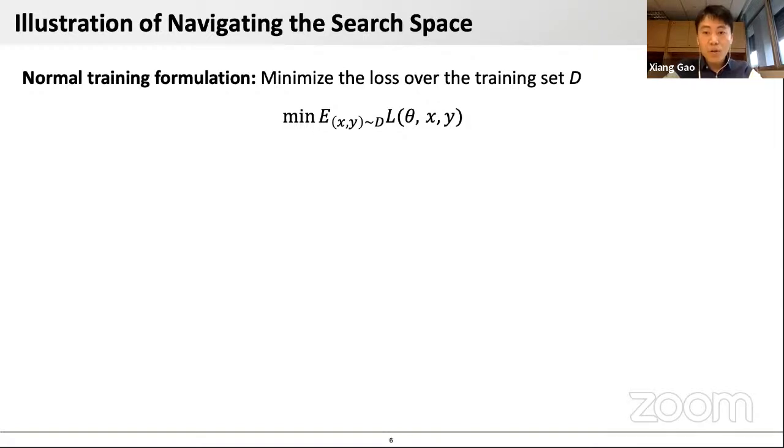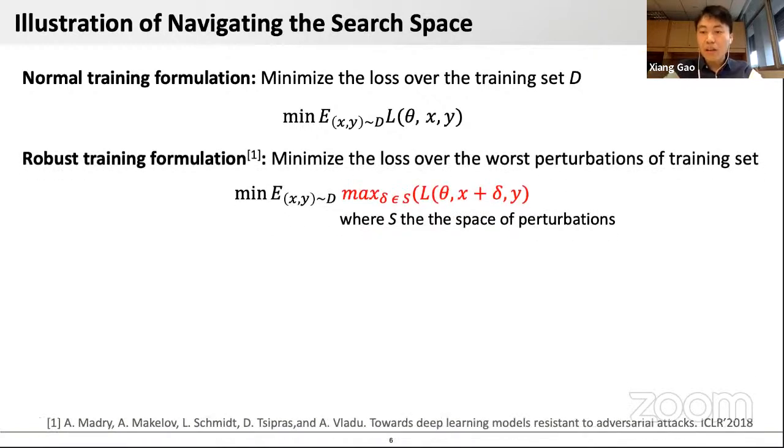In the normal training formulation, the training goal is to minimize the loss over the training dataset. To generate a robust model, instead of minimizing the loss over the original training set, the new formulation assumes that we first perturb the training set and minimize the loss over the worst perturbations of the training set. So in our approach, we are using a fuzzing-based technique to generate the worst perturbations.